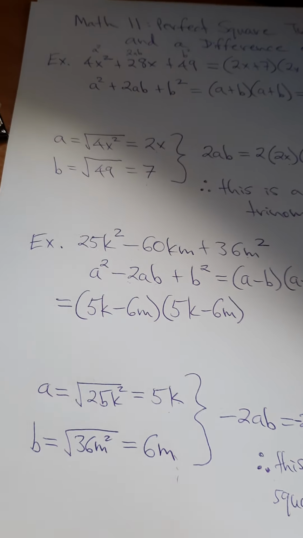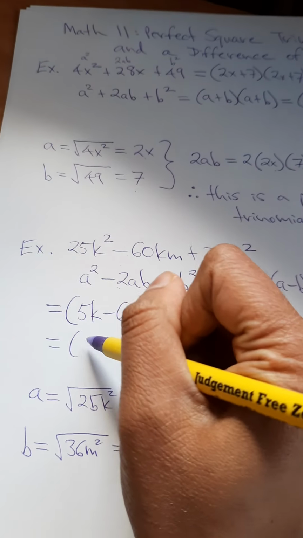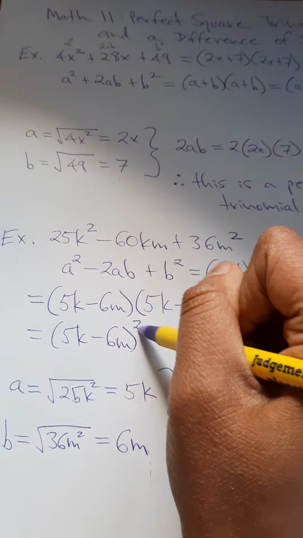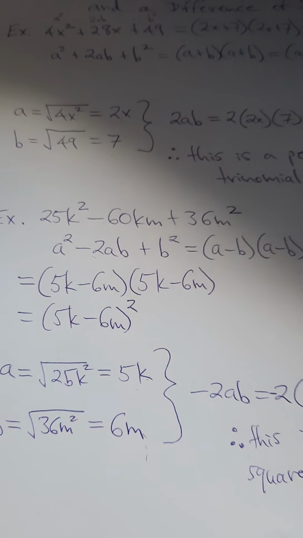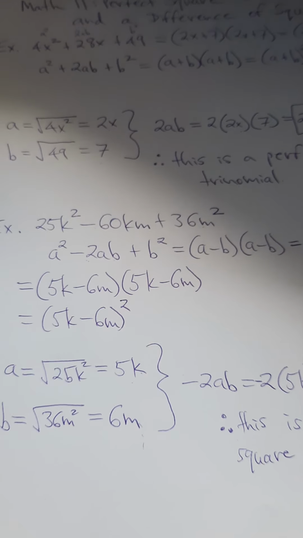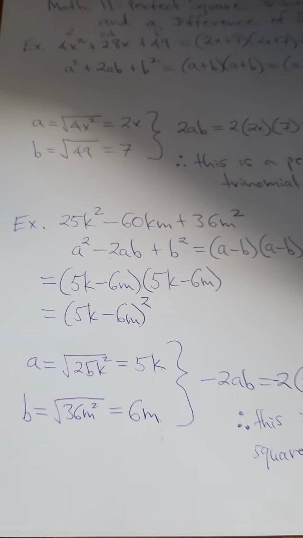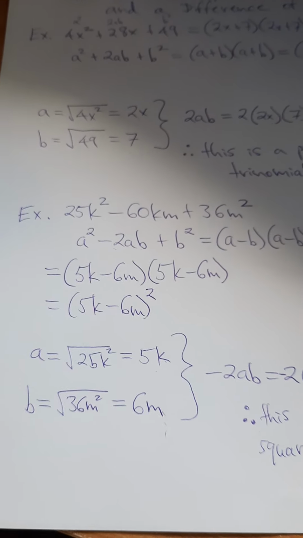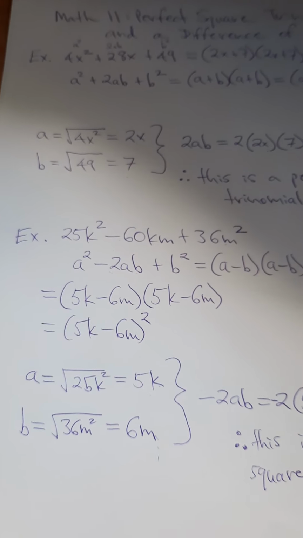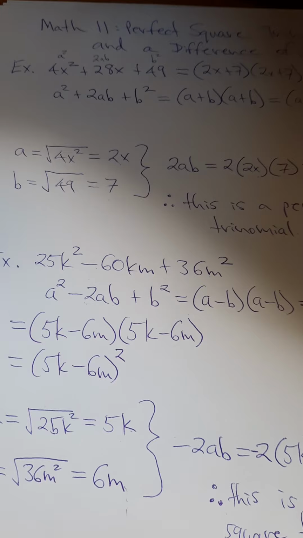Just like this, or make sure you're always writing it going down. I could write 5k minus 6m whole squared, because I noticed that both of these factors are exactly the same. So I don't need to change that. Does anyone have any questions here? Okay, that looks good. So with that, let's move to the difference of squares.